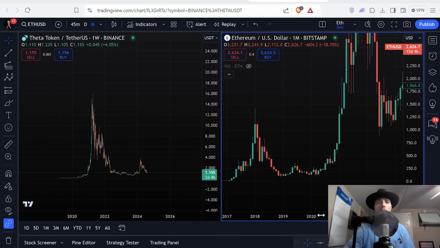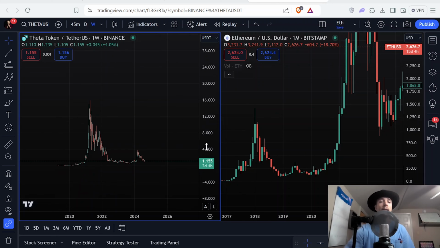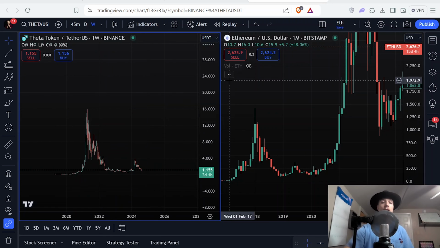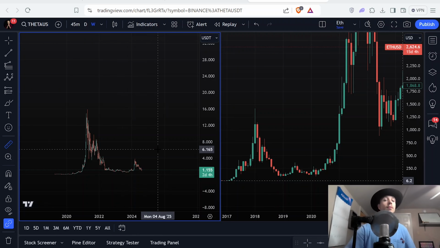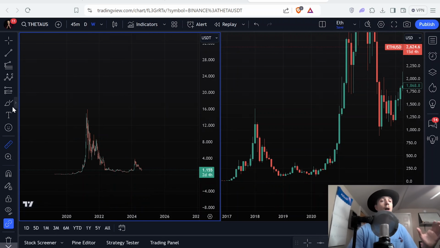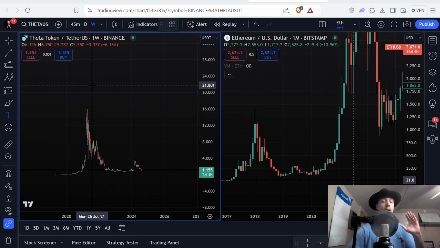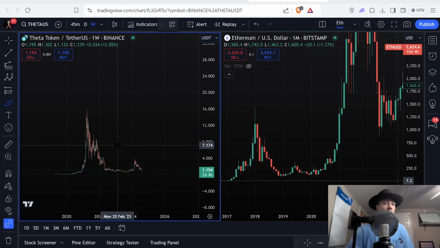So let's remove all the drawing tools and just isolate the fractal, the human psychology here, and take a look at that market cycle. It's the same thing. Both of them are traced over 90% on the downside, and both of them had sideways accumulation.